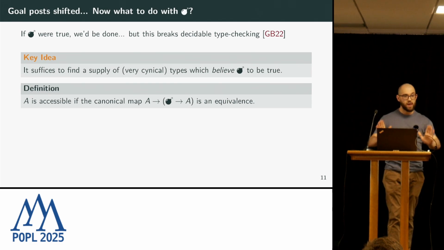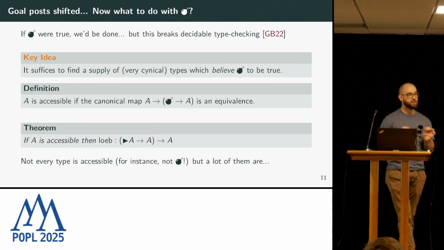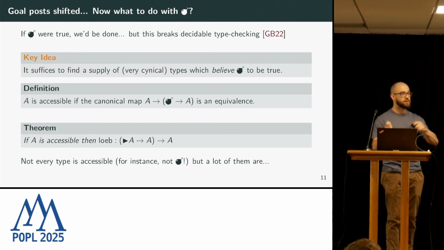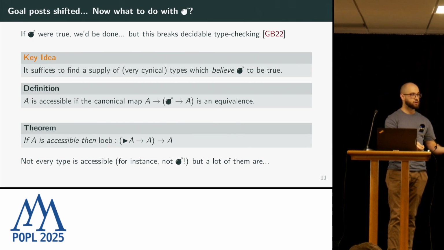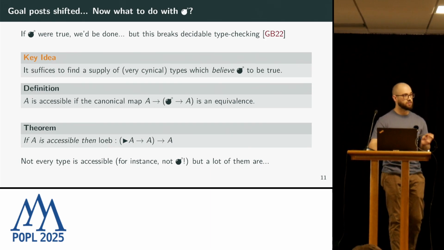These are the types where, when you're trying to prove A, you're allowed to pull a proof of bomb out of your goal and just use it. So in particular, if A is accessible, then Loeb induction is definable for A within the theory. We don't need to add it, because we're trying to prove an A, so we'll just pull the bomb out of the A and then use that to construct Loeb induction. Not everything is accessible. If everything was accessible, bomb would be accessible, and then bomb would be true, and then we'd be toast. But it turns out that a lot of things happen to be accessible.